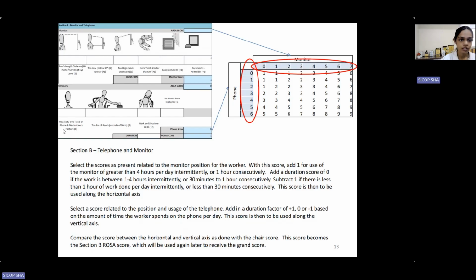Then for the telephone, if there is a headset or one hand on the phone and neutral neck posture, then the score is 1.